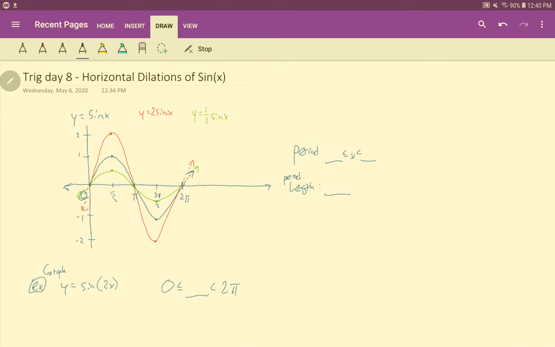All right, so today we are going to look at horizontal dilations of sine of x, and we're going to combine them together with the vertical dilation stuff from yesterday. Okay, so we'll do a couple graphs here, but first we'll review what we looked at yesterday.